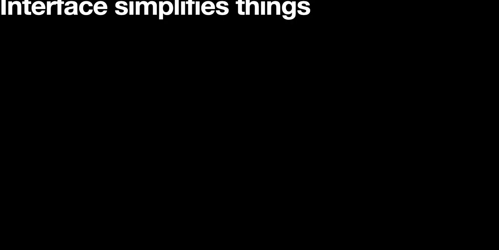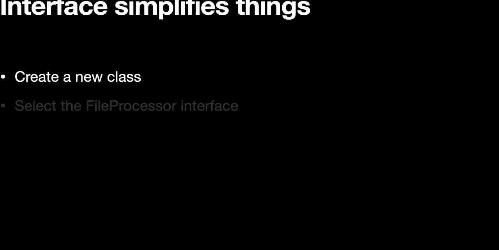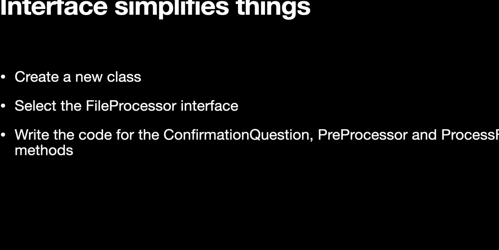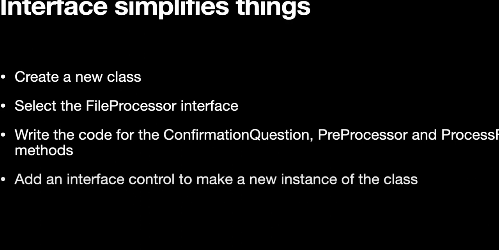So the interface simplified things quite a bit. I create a new class. I select the file processor interface. I write the code for the various methods. I add the interface control to make a new instance of the class, and that's it. I'm done. I don't have to worry about progress. I don't have to worry about file selection. It just takes care of all of it for me.